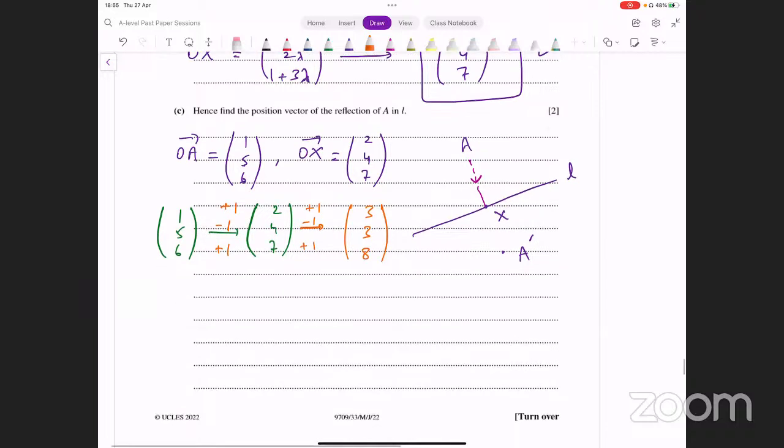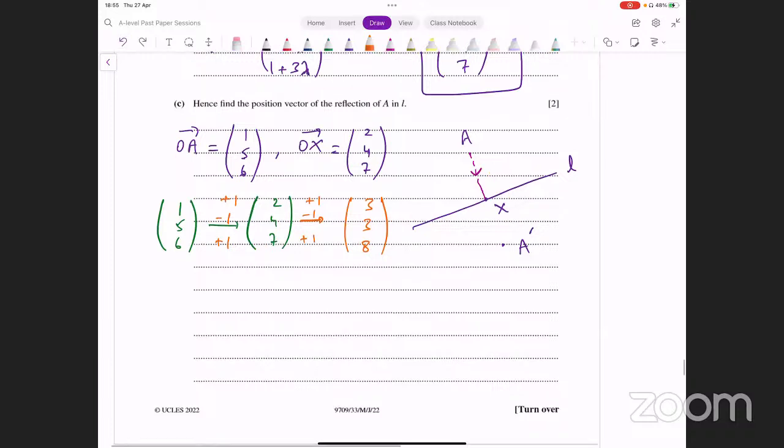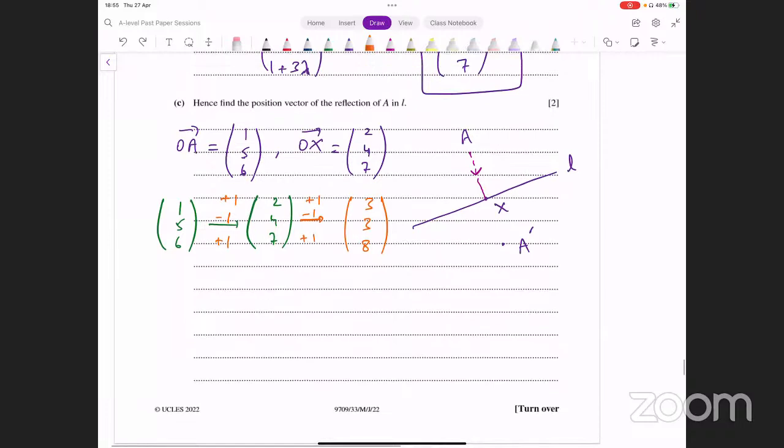And that is the position vector of the reflection that you have. इसका position vector ये हो जाएगा. ठीक है, हमने कोऑर्डिनेट ज्योमेट्री में P1 में भी हम इस तरह करते थे, वेक्टर मेथड यूज करके. एक साइड पे पॉइंट होता था, उसकी रिफ्लेक्शन फाइंड करनी होती थी. तो हम देखते अच्छा A से X पे जाने के लिए क्या करना पड़ेगा. तो उससे आगे X से A डैश पे भी आप उतने ही यूनिट्स आगे जाते हो. ठीक है. So we get 3, 3, 8 from this. This is the position vector of the reflection. Okay.